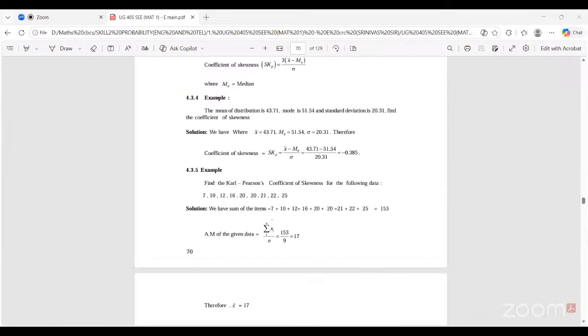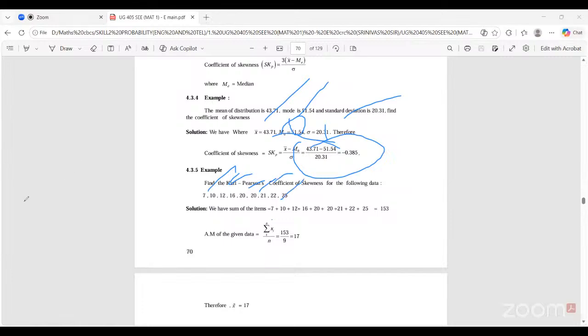The mean of the distribution is 43.71, the median is 51.14, and the standard deviation is 20.31. Using the Karl Pearson formula with 43.471, 51.54, and 20.31, the output is minus 0.385.